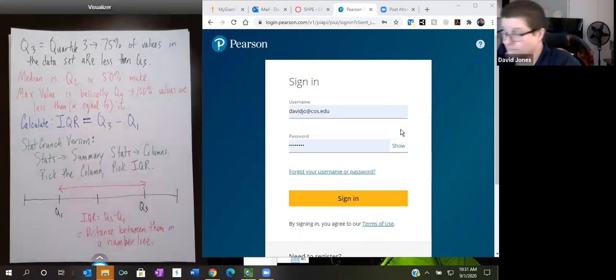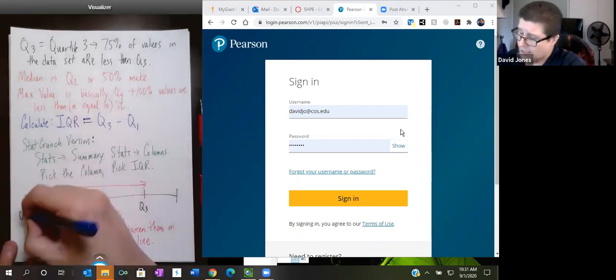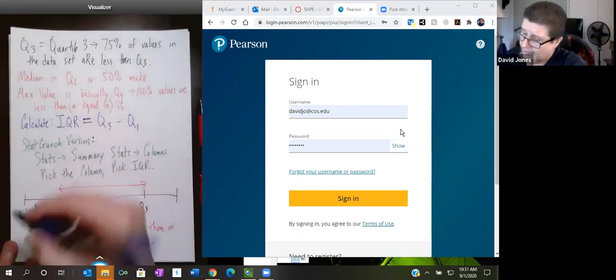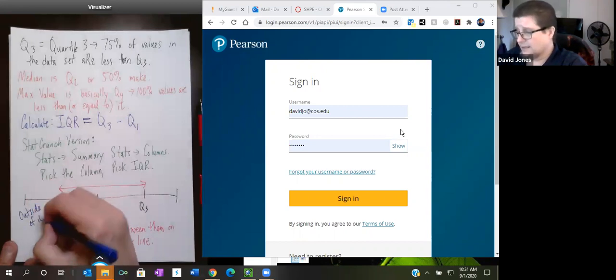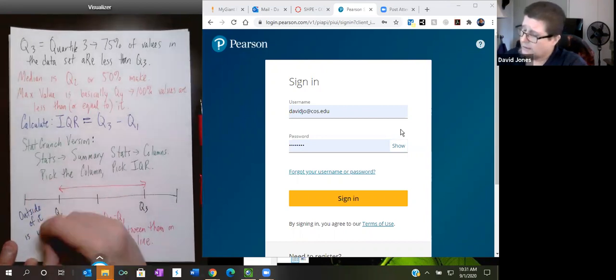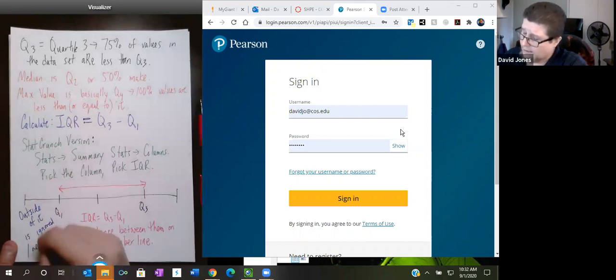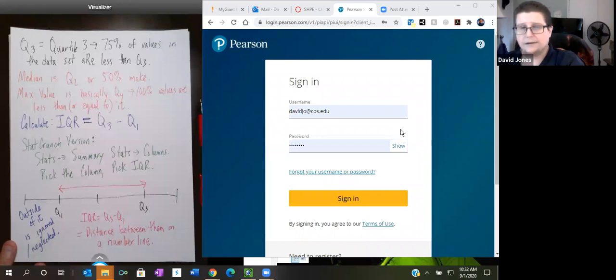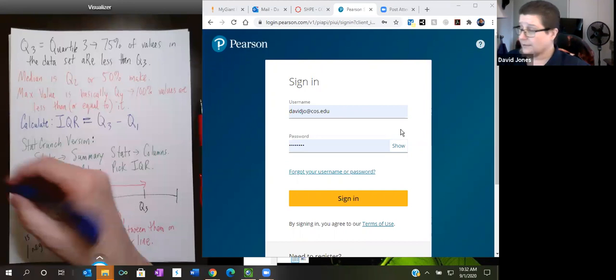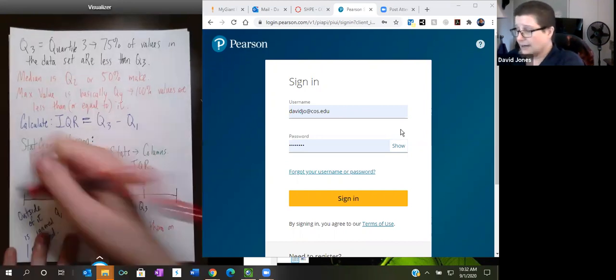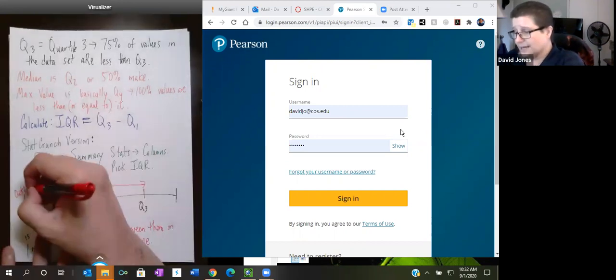Notice outside of it is kind of ignored or neglected in terms of the IQR. That's where outliers are. This is where the outliers are. Outliers, if they exist, are going to be on the edges.